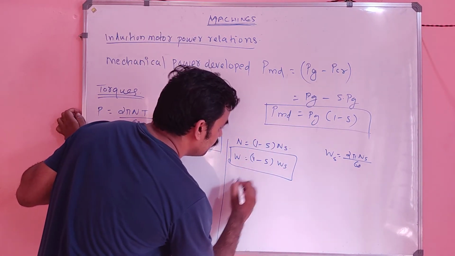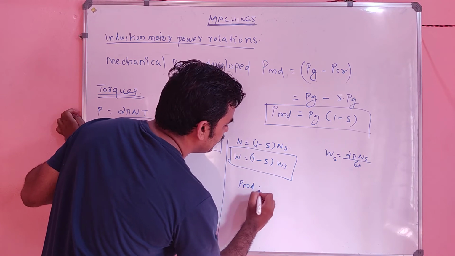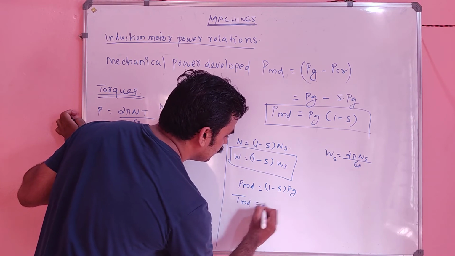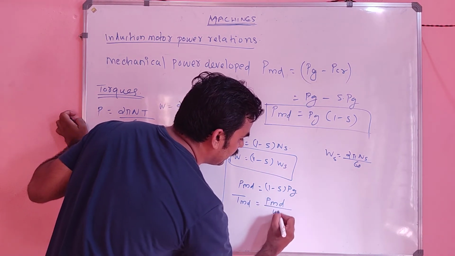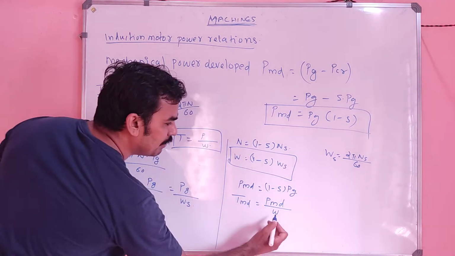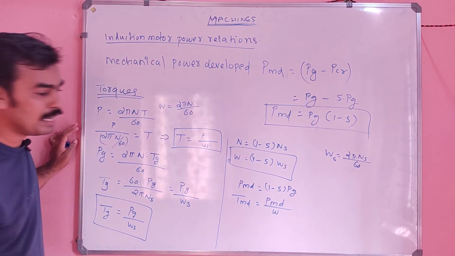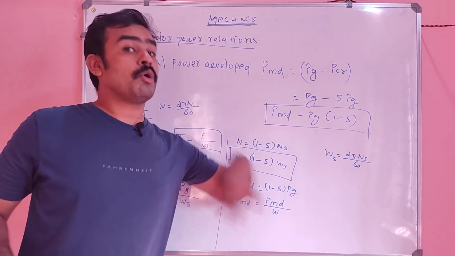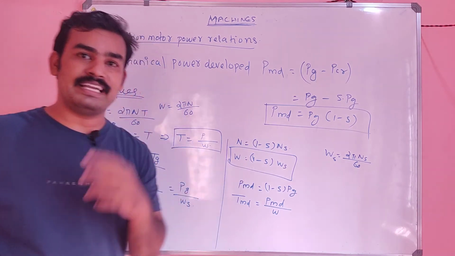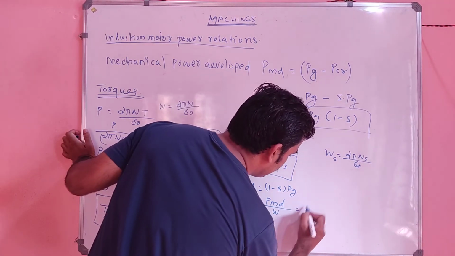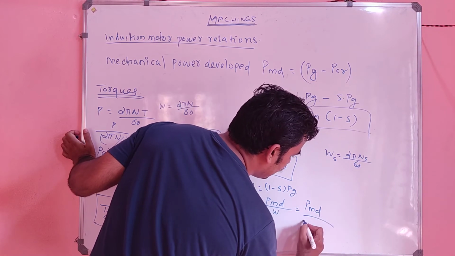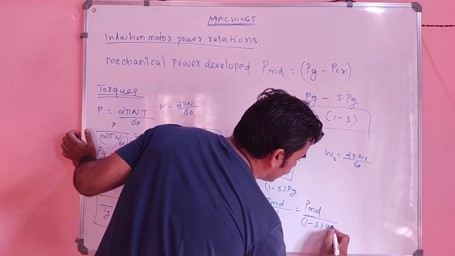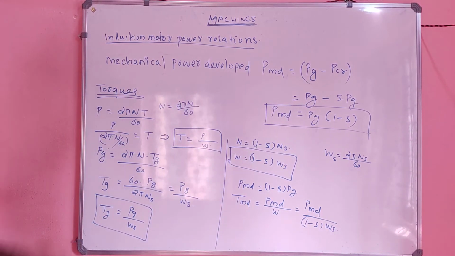Now, we have PMD equal to (1 minus s) into PG, correct? So what will be TMD? It is PMD divided by omega. Torque equals power by omega. I can't write omega s here because it is the rotor connected side; it is simply omega. And omega is nothing but (1 minus s) into omega s.